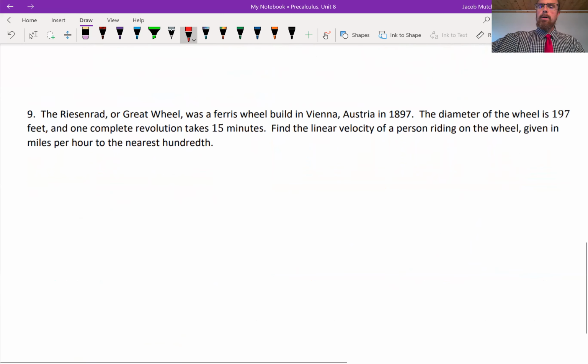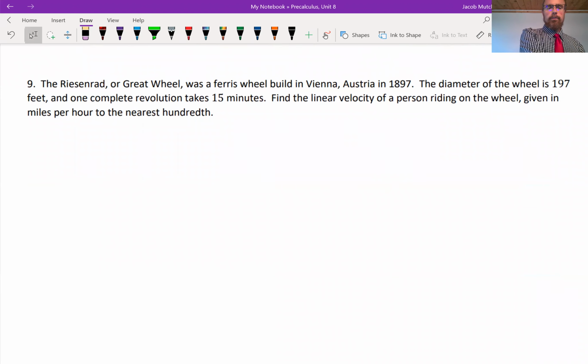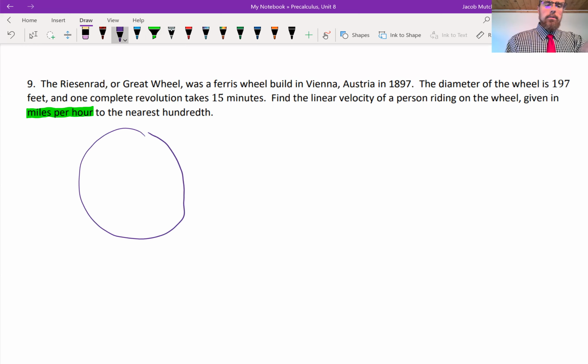So our final example is about a Ferris wheel, the Riesenrad, or the Great Wheel. It was a Ferris wheel built in Vienna, Austria in 1897. The diameter of this wheel is given as 197 feet, and one complete revolution would take 15 minutes. We want to find the linear velocity of a person riding on the wheel, given in miles per hour. I'm going to highlight that miles per hour since that's our final unit measure, and we'll round it to the nearest hundredth.